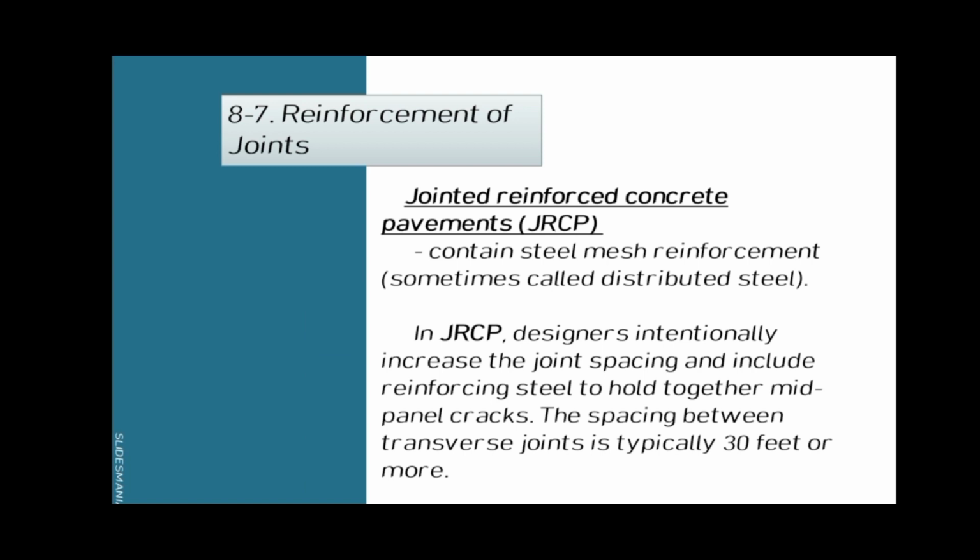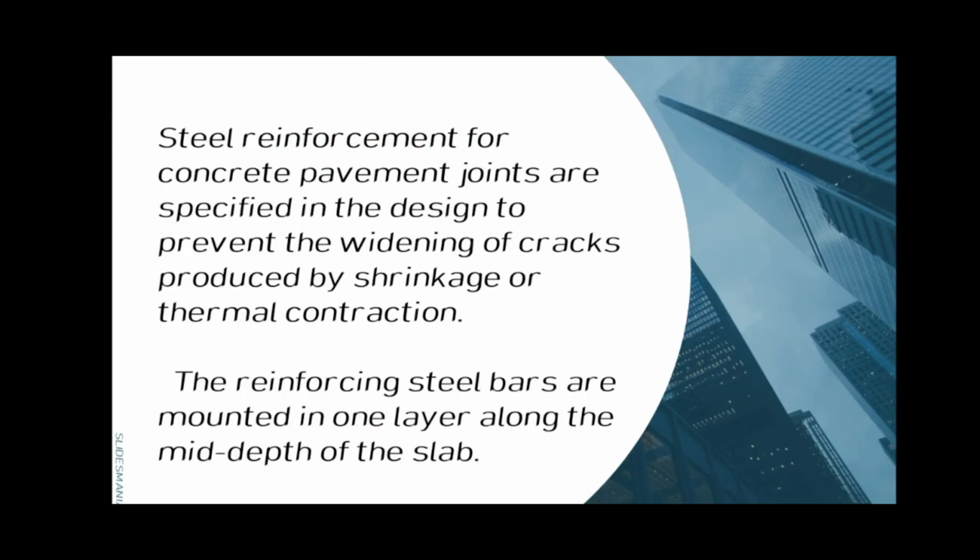Jointed reinforced concrete pavement, or JRCP, contains steel mesh reinforcement, sometimes called distributed steel. In JRCP, designers intentionally increase the joint spacing and include reinforcing steel to hold together mid-panel cracks. So, the spacing between transverse joints is typically 30 feet or more. Steel reinforcement for concrete pavement joints is specified in the design to prevent the widening of cracks produced by the shrinkage of thermal contraction. The reinforcing steel bars are mounted in one layer along the mid-depth of the slab.